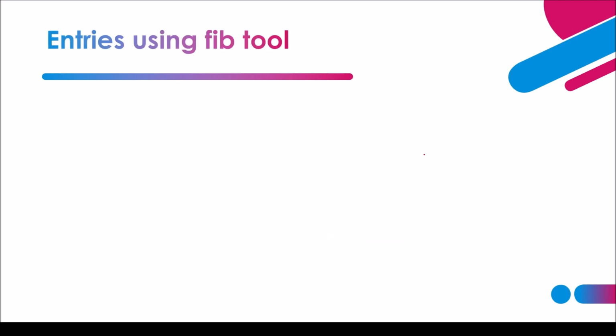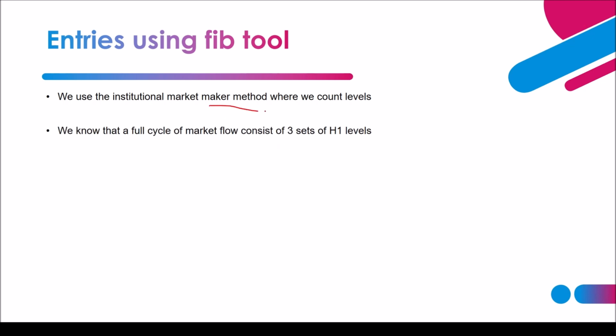So how do we find entries using this particular tool? In our case, we use the institutional market maker method where we count levels. We know that a full cycle of market flow consists of 3 sets of 3s. By that we mean we have 1, 2, 3, restart of the cycle, 1, 2, 3, restart of the cycle, 1, 2, 3, like that.